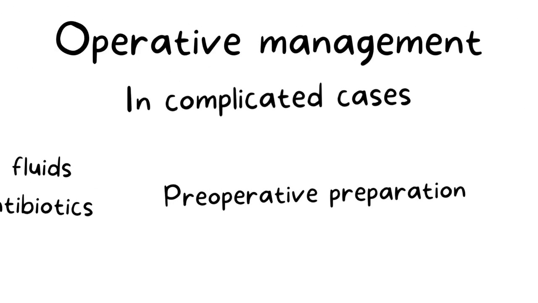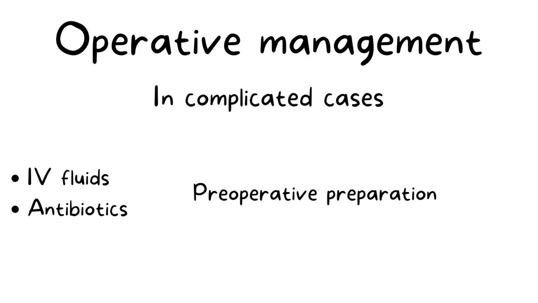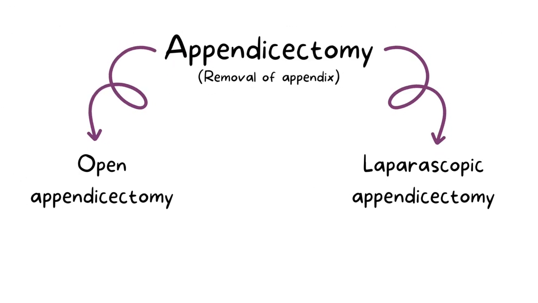In complicated cases and in those who are progressing towards complications, operative management is required. Before surgery, preparation of the patient is done by giving IV fluids and rehydrating the patient well, and appropriate antibiotics are given as well. Appendicectomy means removal of appendix. It can be done as an open method or using laparoscopy.